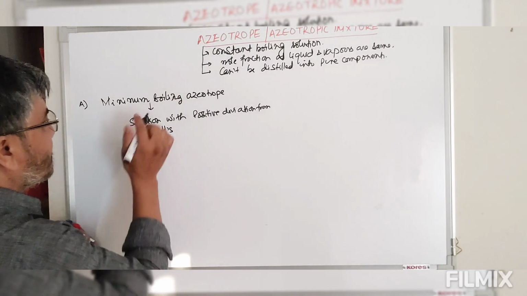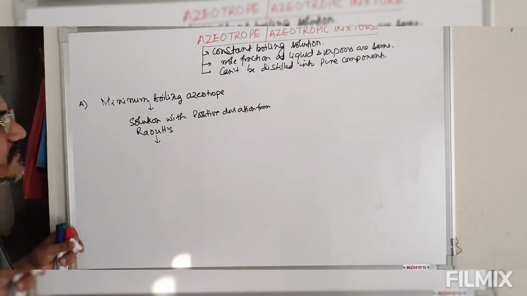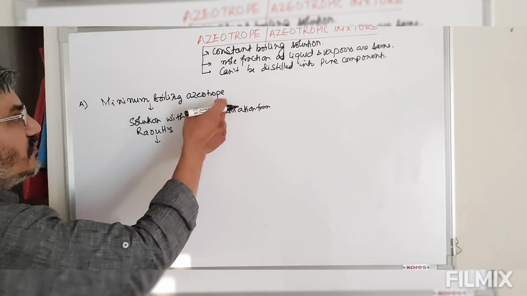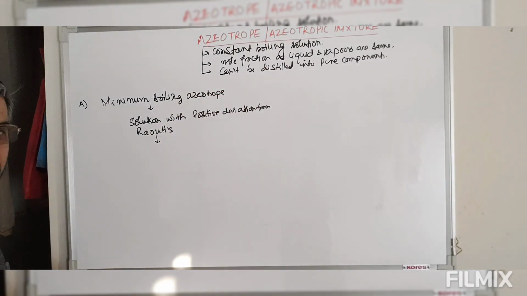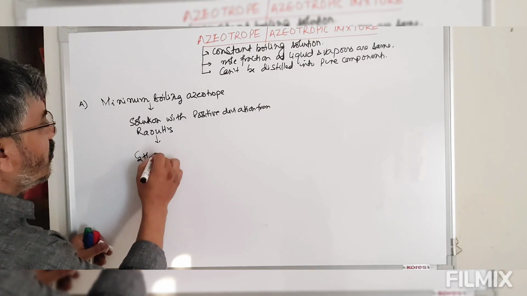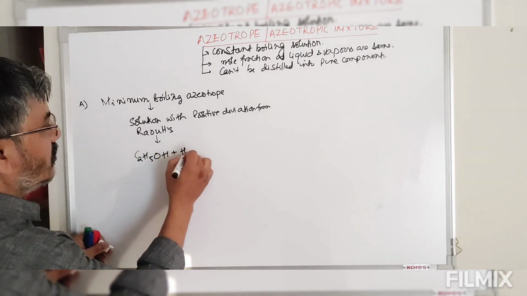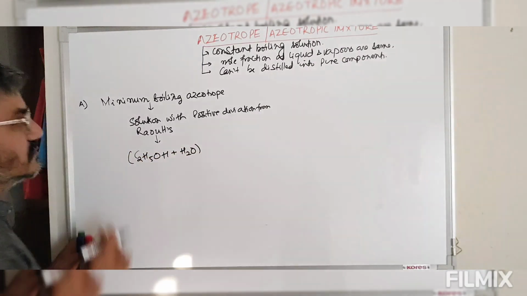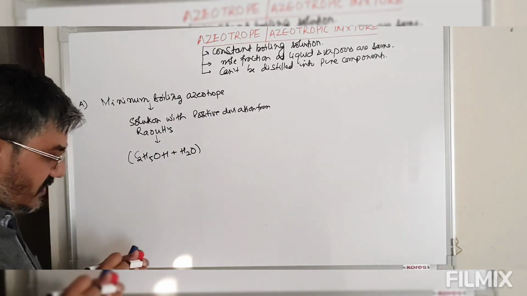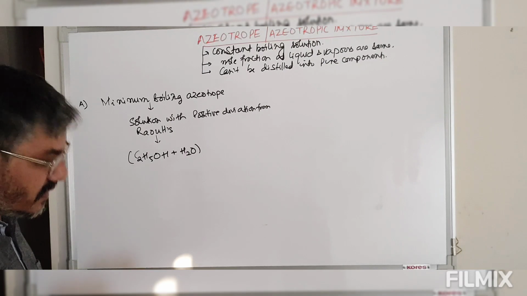So in this solution we can have this minimum boiling, the one having larger values of vapor pressure than expected from the ideal value. So we can take as an example ethanol plus water. Now while discussing this positive deviation from Raoult's law, we have just shown the graph.